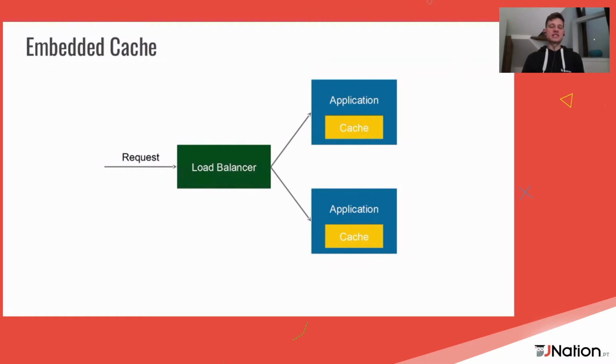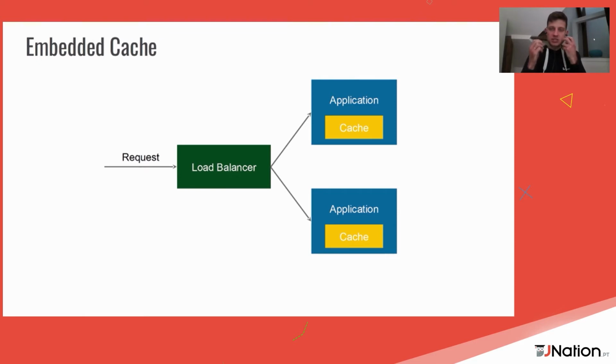Embedded cache looks as follows. Request goes to the load balancer. The load balancer forwards the request to one of the application services. And then inside the application service, there is a cache as a library.